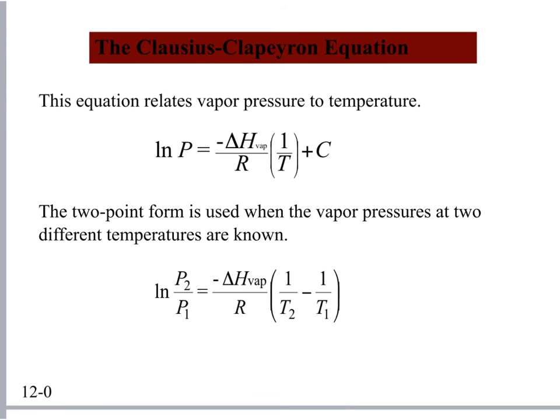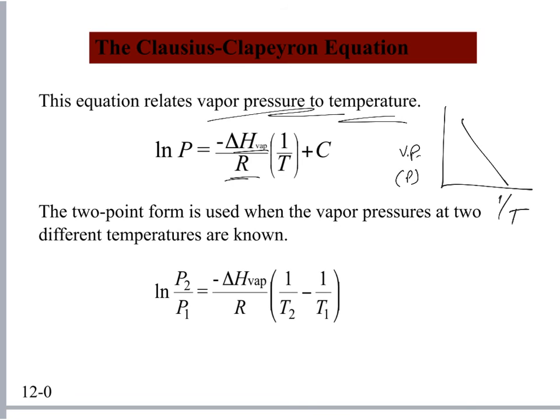The Clausius-Clapeyron equation connects vapor pressure to temperature, and that's what they do here. If you know the delta H of vaporization, and R is the gas constant, you can figure it out. If I took the vapor pressure, P, and plotted it versus 1 over T, I would get a straight line, and the slope of that line is negative the delta H of vaporization. So that's how chemists figure out the delta H of vaporization. They find the vapor pressure at different temperatures and make this plot.